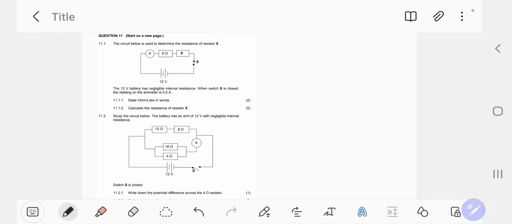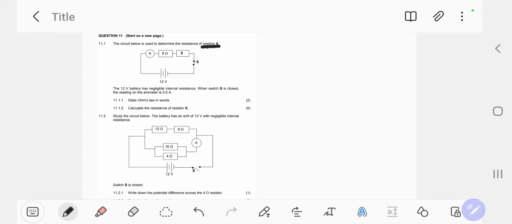Hello, grade 11s. Let's look at electrical circuits from our Physical Sciences, one of the previous question papers. We've got a question reflecting on the screen. It's question 11, the last question of that question paper. The circuit below is used to determine the resistance of X, which is this one.